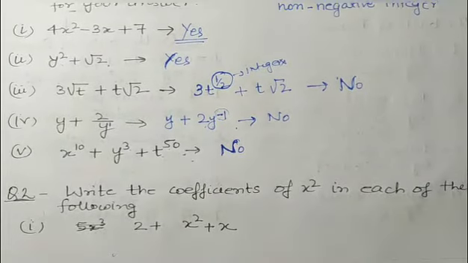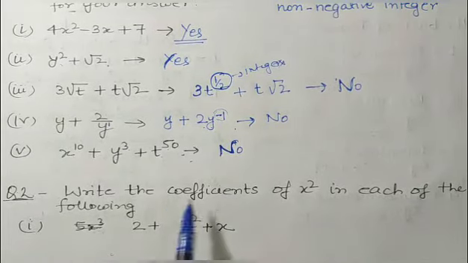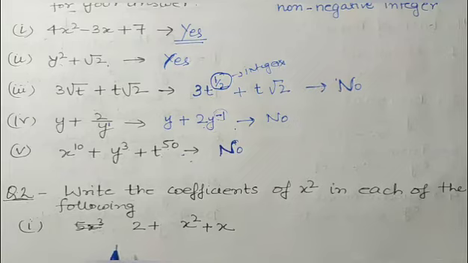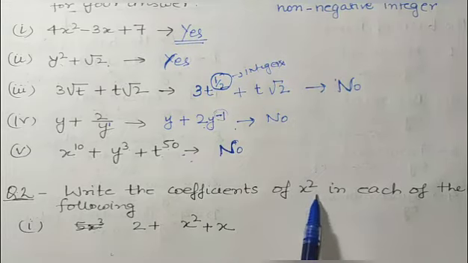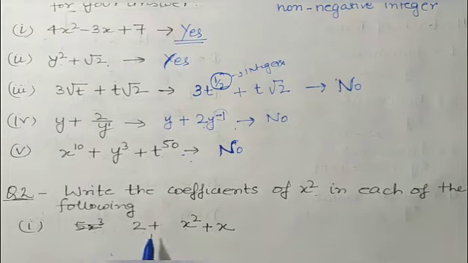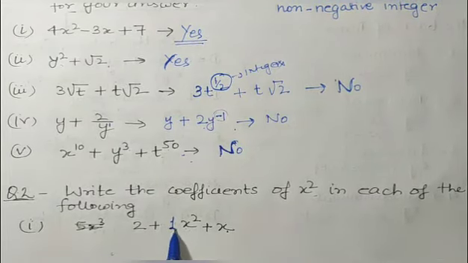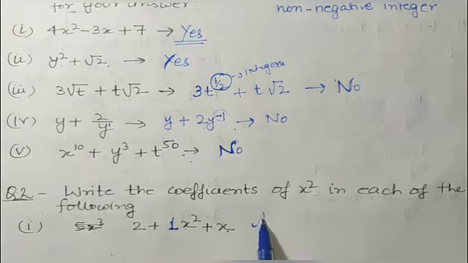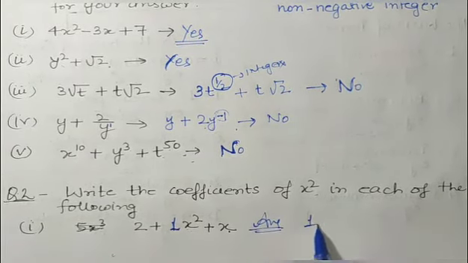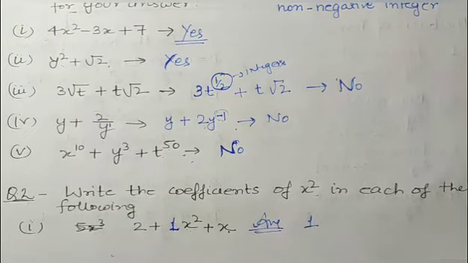Coming to the second question, students. Second question is: write the coefficient of x square in each of the following. As I have told you, you have to find only the number which is multiplied by that variable. Here you have to write the coefficient of x square. So the expression is 2 plus x square plus x. Nothing is written, which means 1 is there. So you can write your answer that 1 is the coefficient of x square.